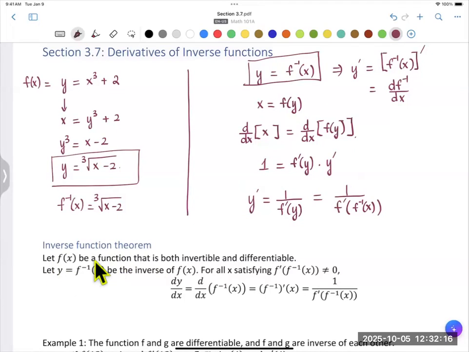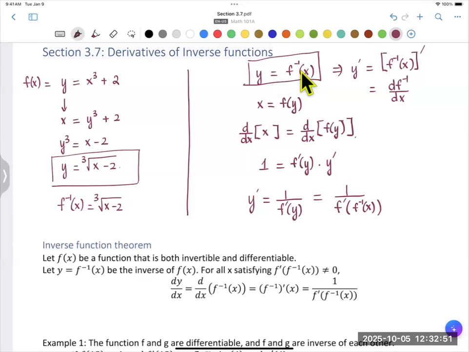If you have a function f of x that is both invertible and differentiable, so it means f of x can be differentiable and invertible, then let y equal f inverse of x be the inverse function. For all x satisfying f prime of f inverse of x not equal to 0, the derivative of the inverse function can be written in two different notations. It's actually 1 over f prime of the output.